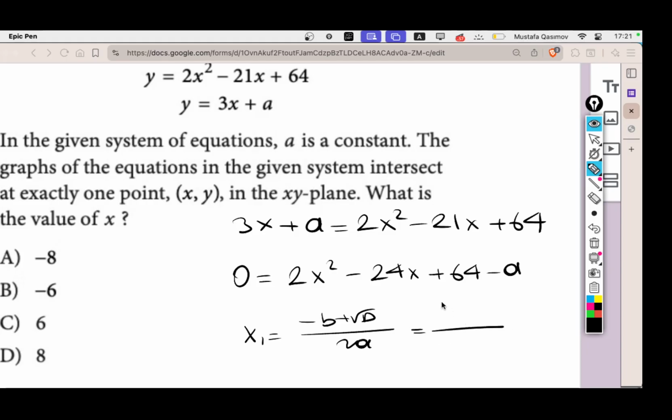What's the value of b here, Sezan? Like 24. Negative 24 actually. Yeah. Negative, all of them. And c is that one, by the way. A is that one. Okay, that's right. B is negative 24, negative 24 will be positive 24. And what about the discriminant? What's the value of discriminant?